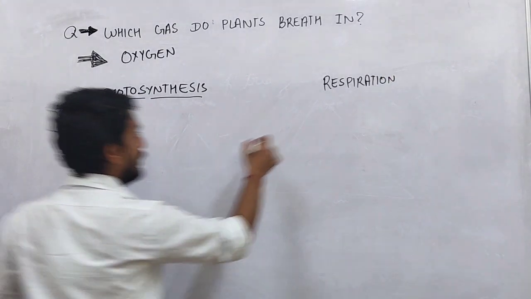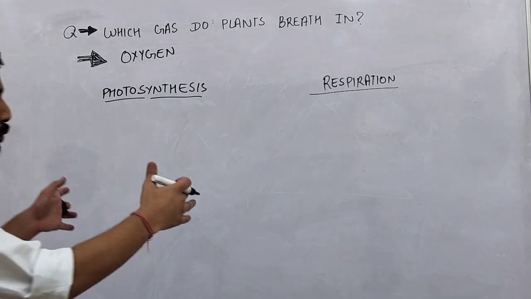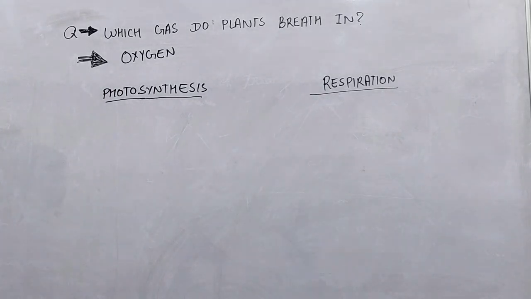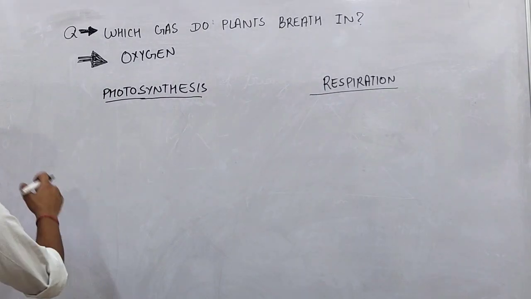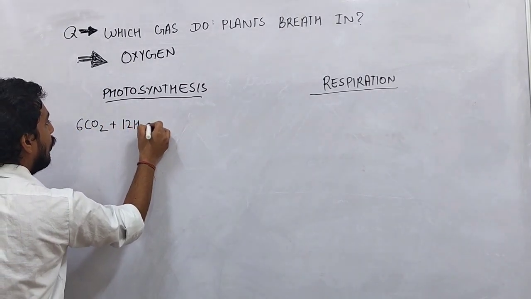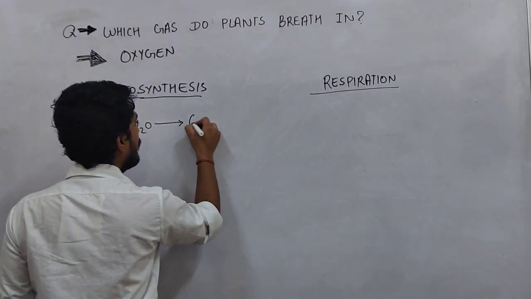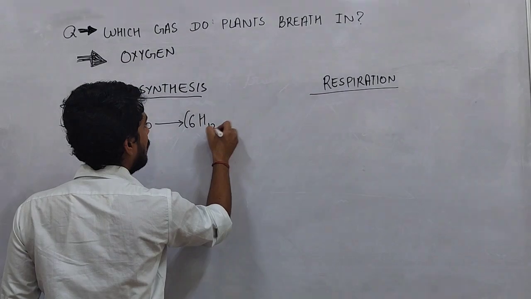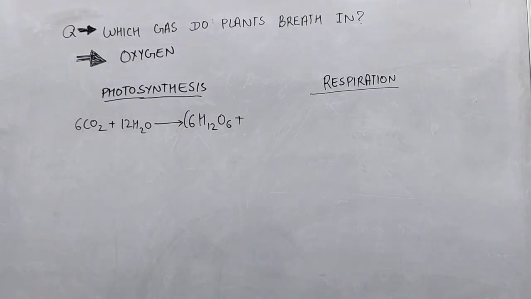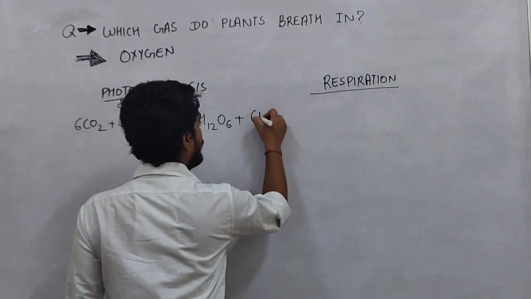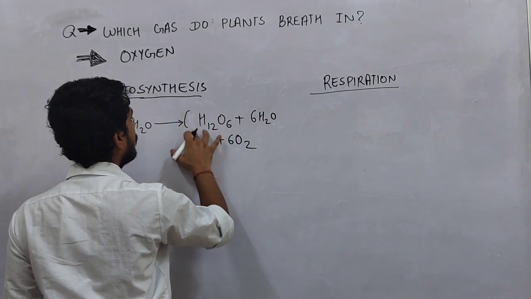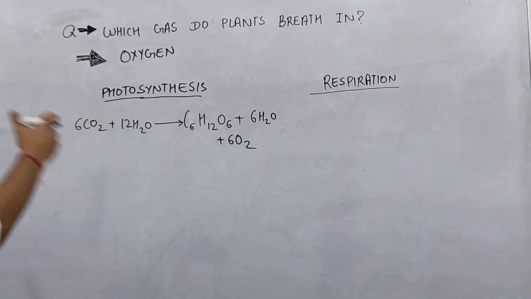And here is the equation of these two processes. These two processes are going on in plants. Photosynthesis is done by plants to capture sunlight and to make glucose. The equation is 6 CO2 plus 6 H2O, that will result in the formation of C6H12O6, that is the glucose molecule. The first product of photosynthesis is the glucose molecule, and 6H2O and 6O2. This is the equation of photosynthesis.